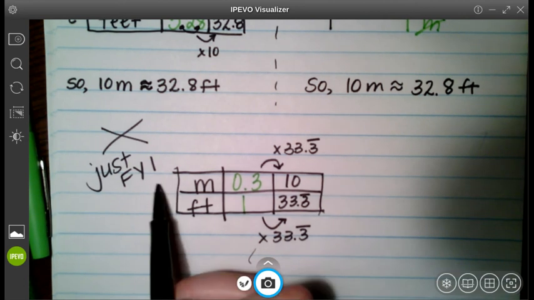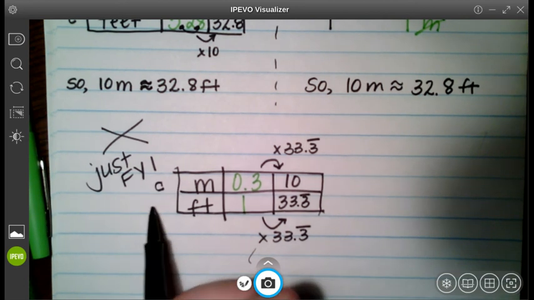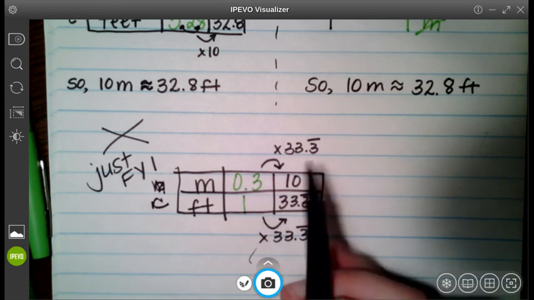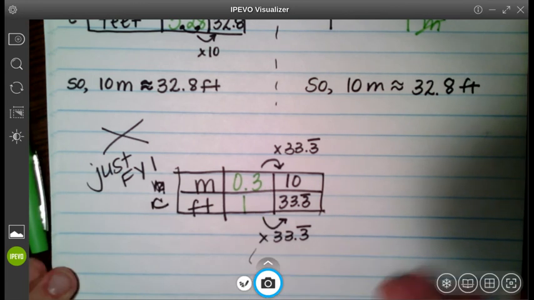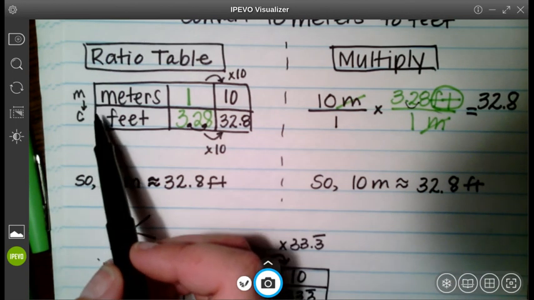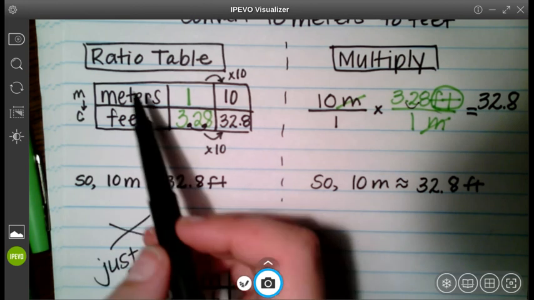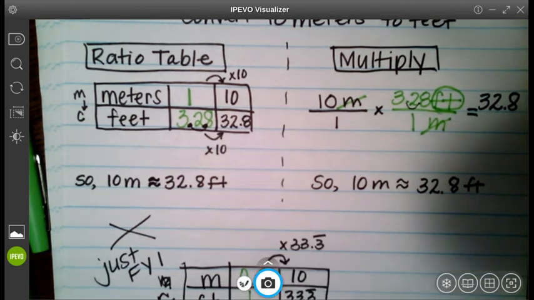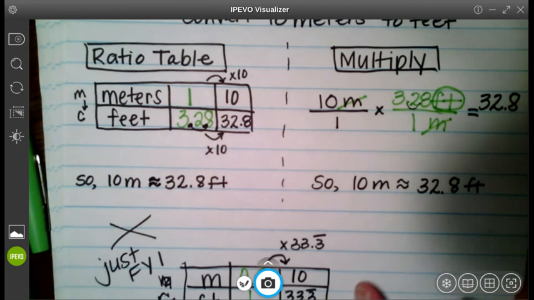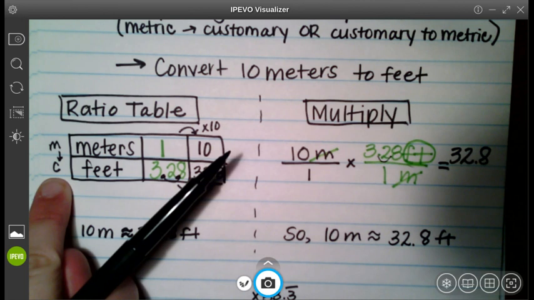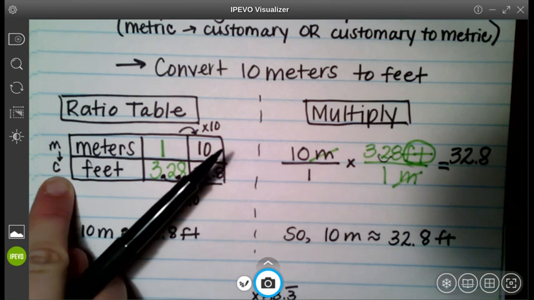The reason I would choose the other one, customary to metric, is that I don't have to do this messy division work. When I chose the other way, metric to customary, I just followed what I had, and I was multiplying. But really, either way is completely fine. I give myself little notes, metric to customary, and that's the conversion factor I look for.